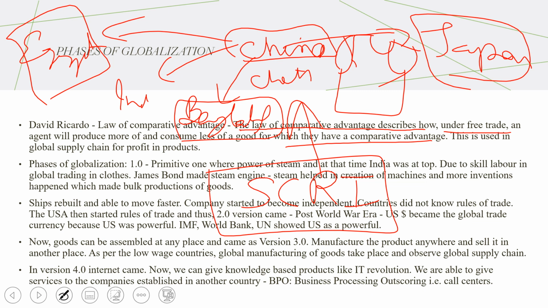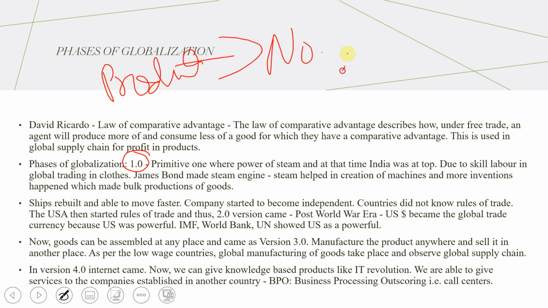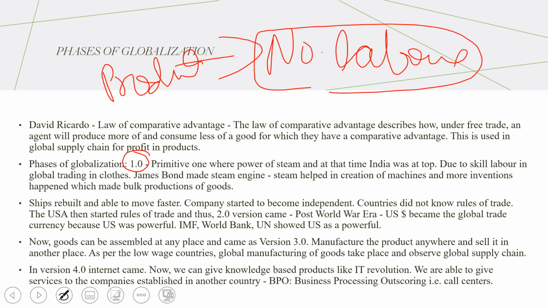Okay, so the phases of globalization. What are the phases of globalization? First, in 1.0, we have a primitive phase, where the power of steam had just started, and at that time production was dependent upon the number of skilled laborers. Machines were not there. It was completely dependent upon the skill of the labor. That was the first phase of globalization.